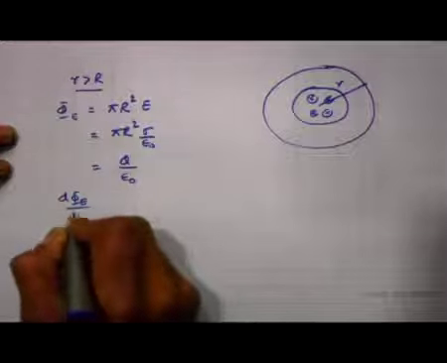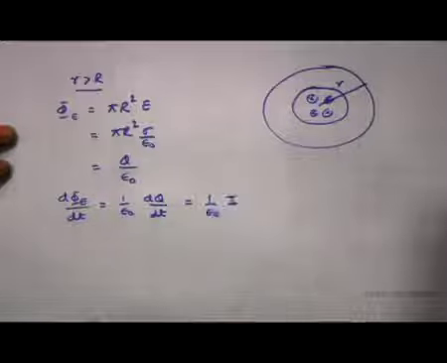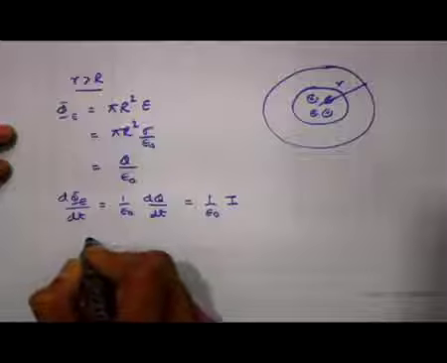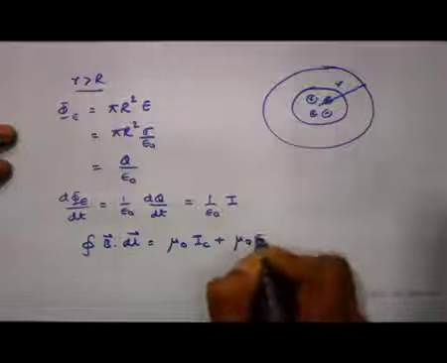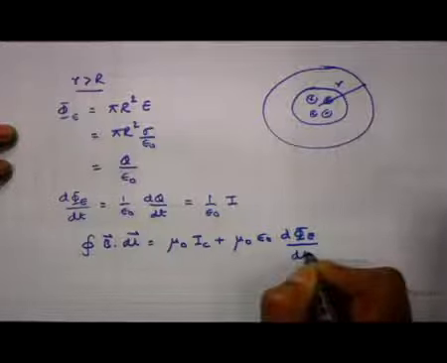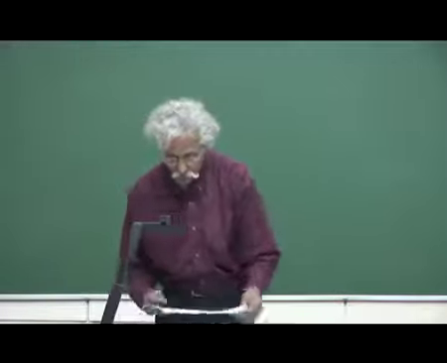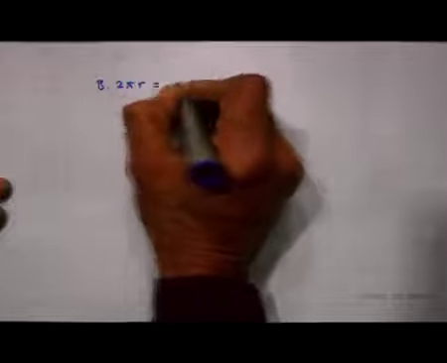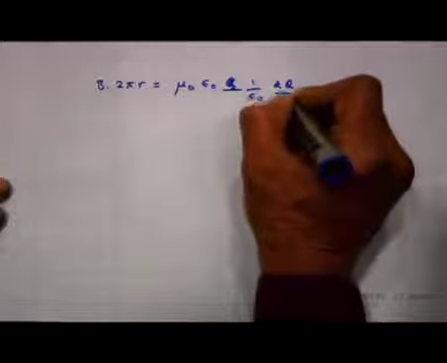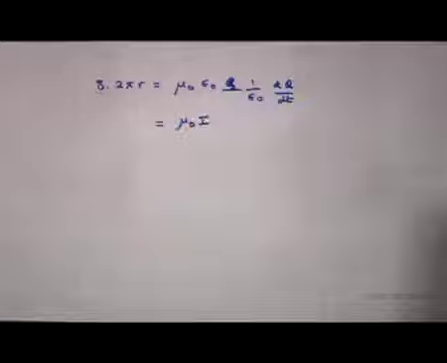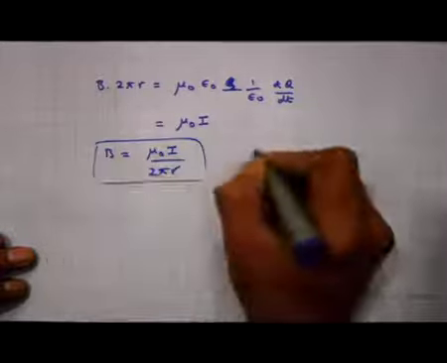So, d phi E by dt for this case becomes equal to 1 by epsilon 0 dq by dt, which is nothing but 1 by epsilon 0 times I. So, if I use Ampere's law, B dot dl is equal to mu 0 I c plus mu 0 epsilon 0 d phi E by dt. The first term is 0, there is no conduction current passing through this area, and the second term is the displacement current. Then B into 2 pi r is equal to mu naught epsilon naught into 1 by epsilon 0 dq by dt, which is equal to mu naught into I, because dq by dt is the current that is passing through. So, the magnetic field happens to be mu naught I by 2 pi r. This is for r greater than R.